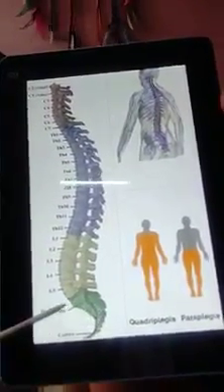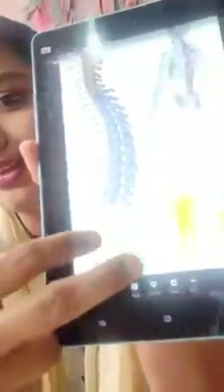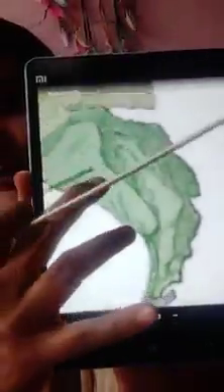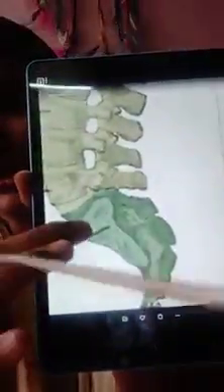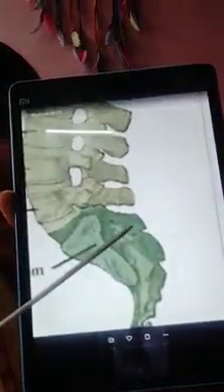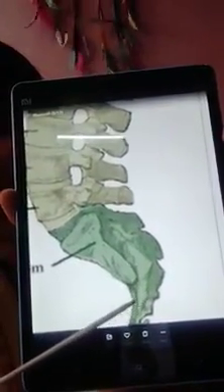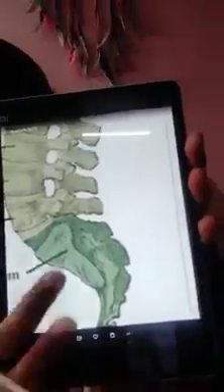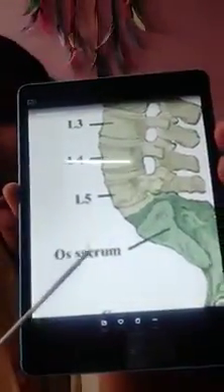Then comes the sacrum. This sacrum is a very interesting bone in our whole body. Sacrum is also known as makadhad in Marathi. Basically, in the sacrum 5 bones have come together to form one bone, and that is known as the sacrum. As you can see here, I'll zoom in for you. This is the whole sacrum, situated at the base of the spine, and you can see there are 5 bones, 1, 2, 3, 4 and 5. They have fused together to form the sacrum.